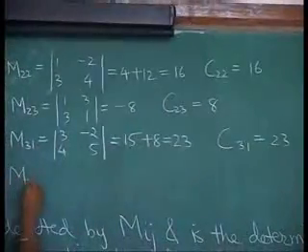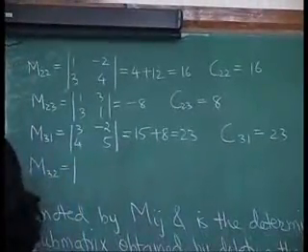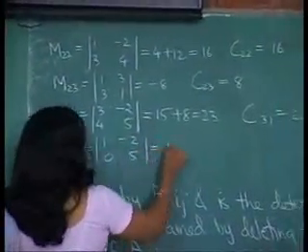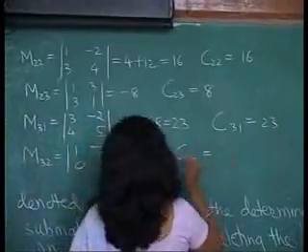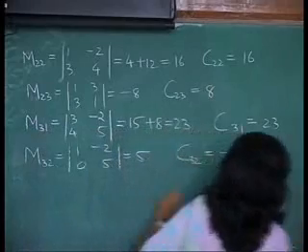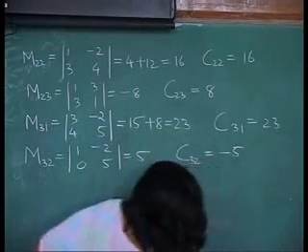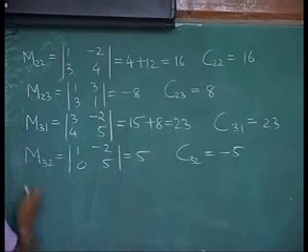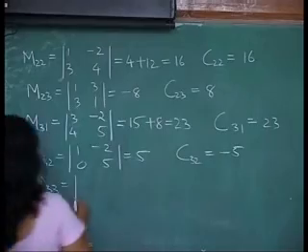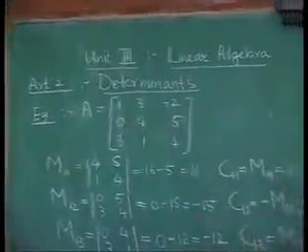Then M32 this time, leave out the third row and second column. So we get 1 minus 2, 0, 5. So that will be 5. And C32 will be equal to minus 5, because the sum of the suffixes is odd now. And then finally we come to the last element, M33. Leave out third row, third column, so we get 1, 3, 0, 4.